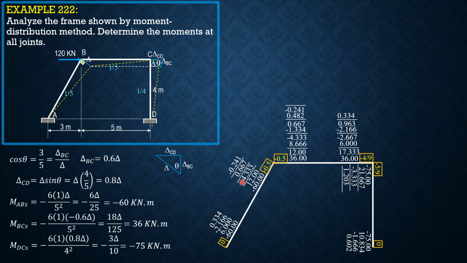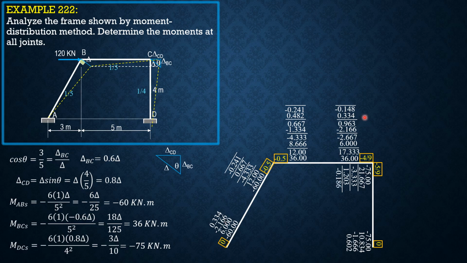Negative 0.5, negative 0.241 lakh. 0.334 times negative 4 over 9, negative 0.148 lakh. 0.334 times negative 5 over 9, negative 0.186 lakh. Then carry over, 0 here. Half of negative 0.241 is negative 0.120.